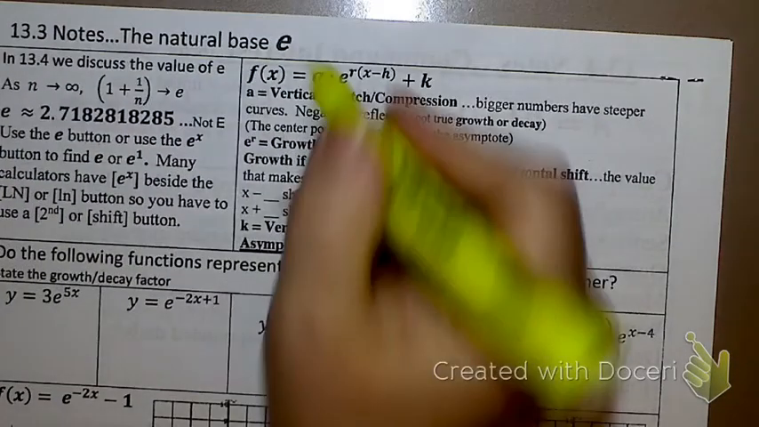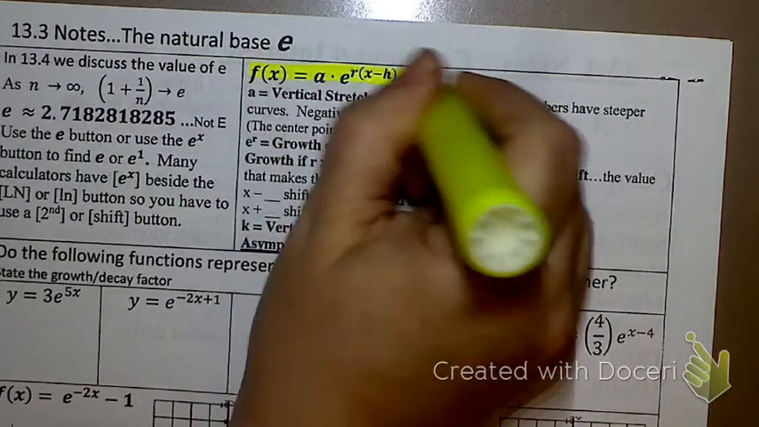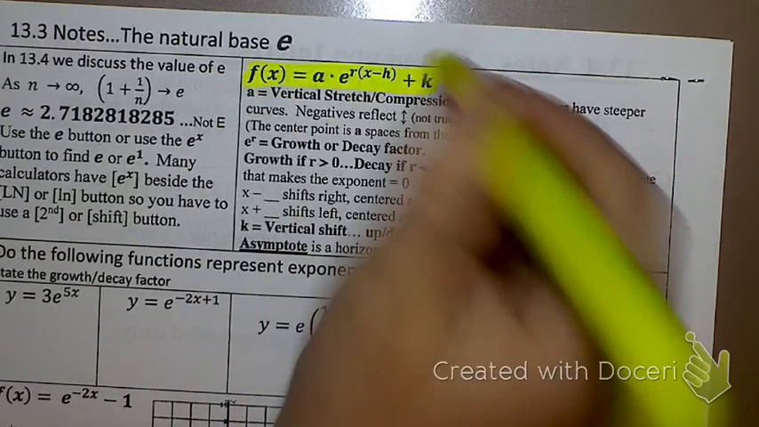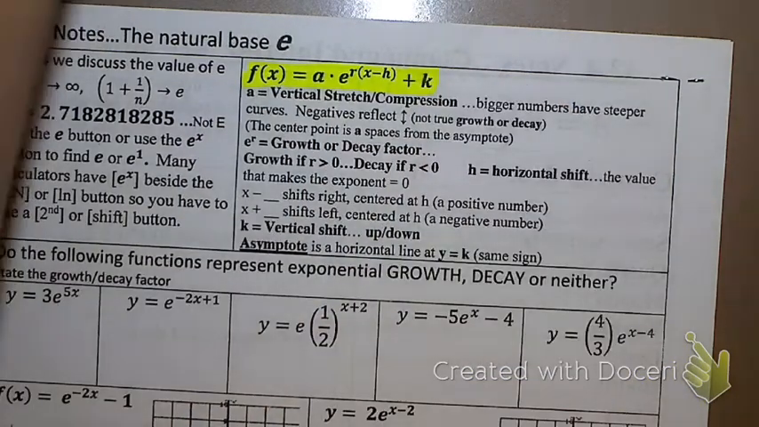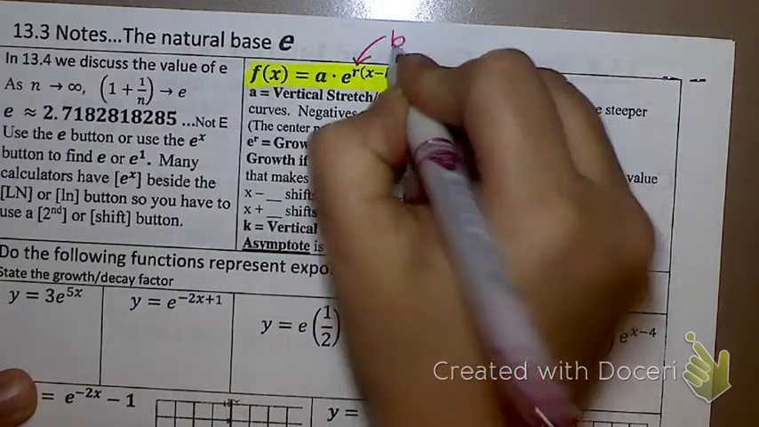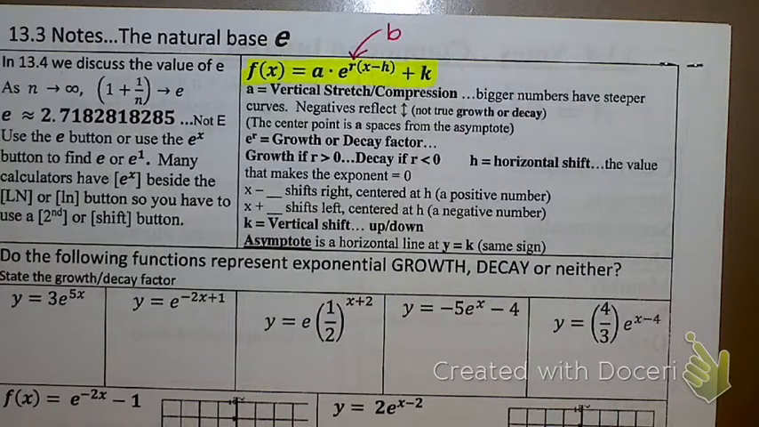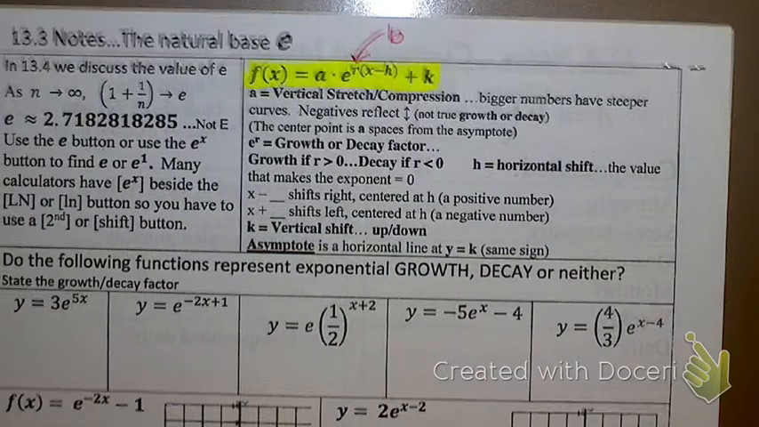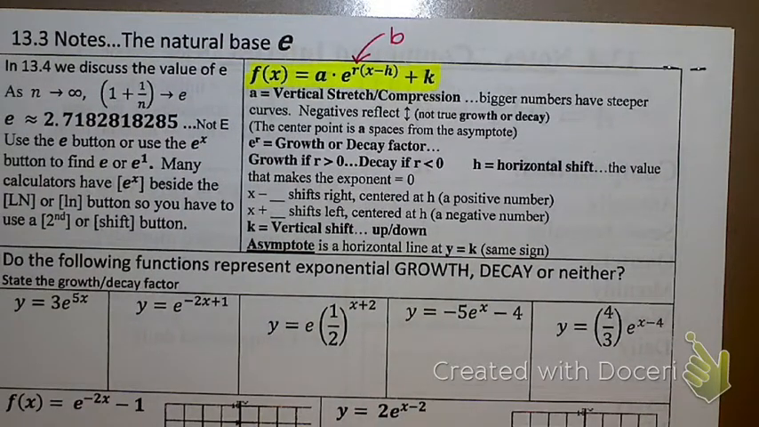Let's see. So we have this equation, and this equation should look just like your exponential growth and decay equations, except for the fact that in place of B, we have what? E. Okay? Everything else is still the same. If I didn't say it already, you do need your calculator because we're going to use that E button again on our calculator.